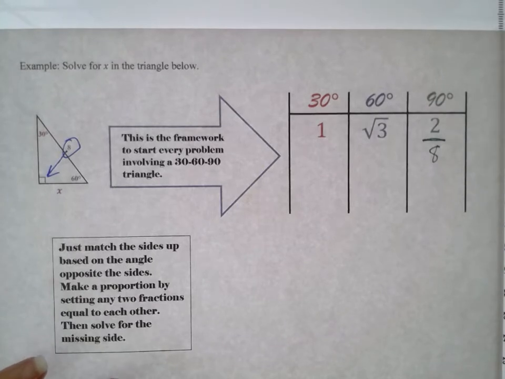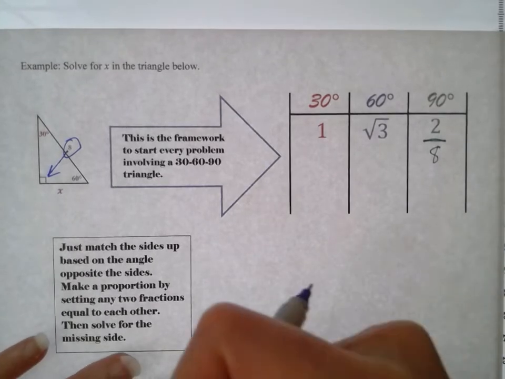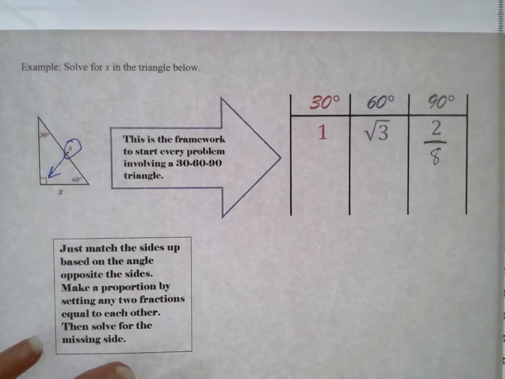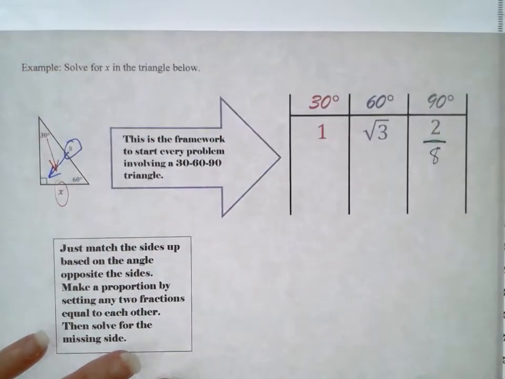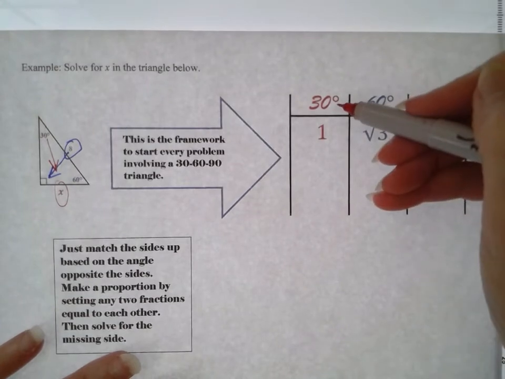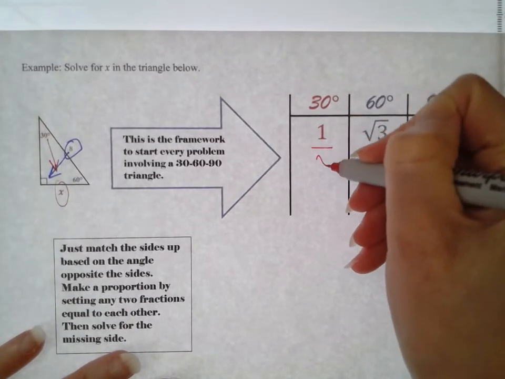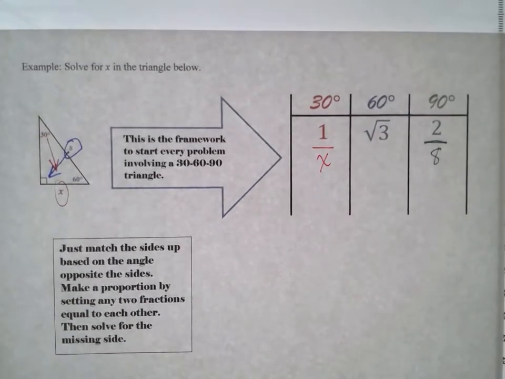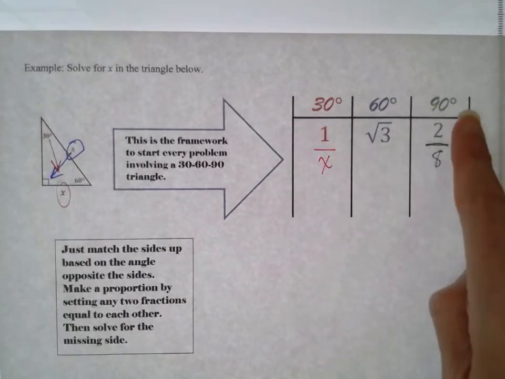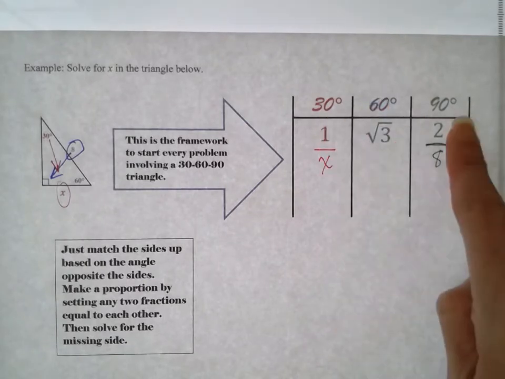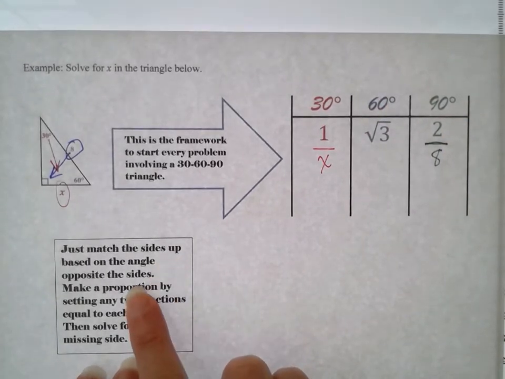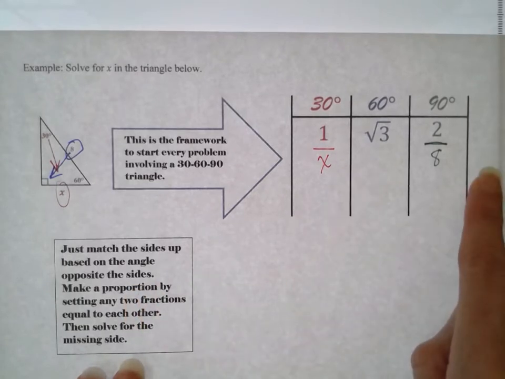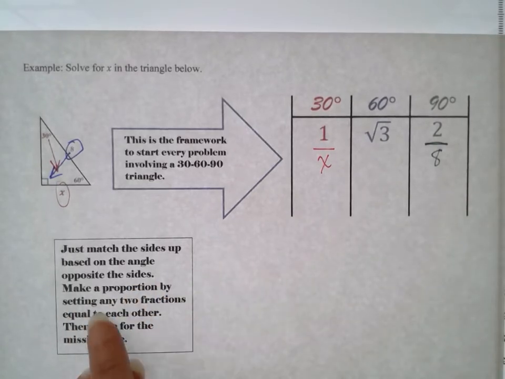Then the x is across from the 30. So from the 30, I will write my x underneath the smallest side. And that is all the information in the framework. Again, we're going to start every problem with this part right here at the top. So now all we have to do is match the sides up based on the angle opposite the sides, which we did. Make a proportion by setting any two fractions equal to each other.